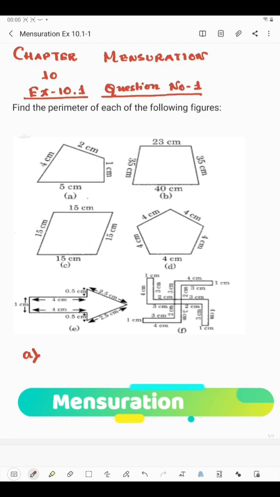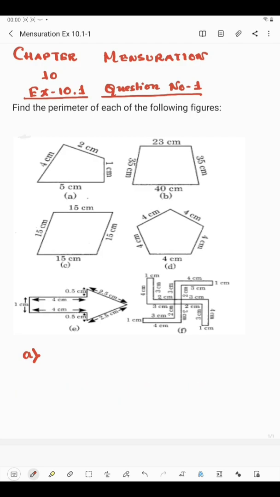Students, now I'm going to start question number 1 of exercise 10.1. Question number 1 says find the perimeter of each of the following figures. So here we have some figures given. What we have to do is find the perimeter.